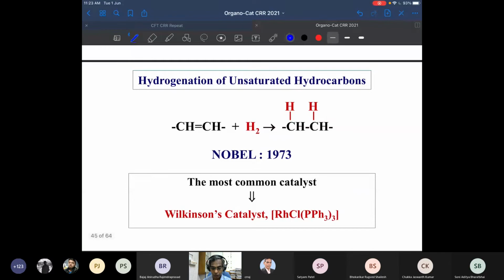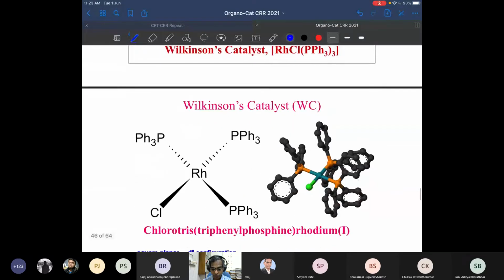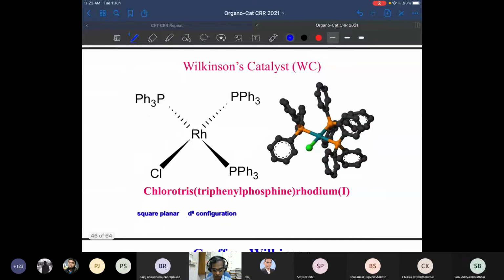Homogeneous hydrogenation of unsaturated hydrocarbons. I already mentioned the Wilkinson catalyst, so again I am not going to explain. The structure of this catalyst goes here. Again, I already showed you how this is the d8 configuration: chlorotris(triphenylphosphine)rhodium(I), typical nomenclature. Right. This is the X-ray diffraction crystal structure of it.